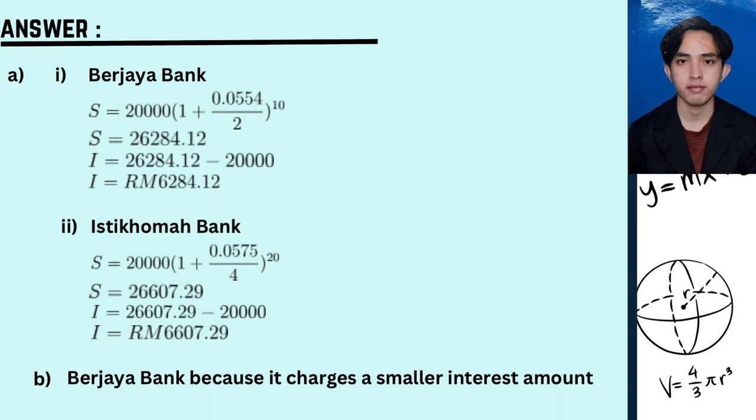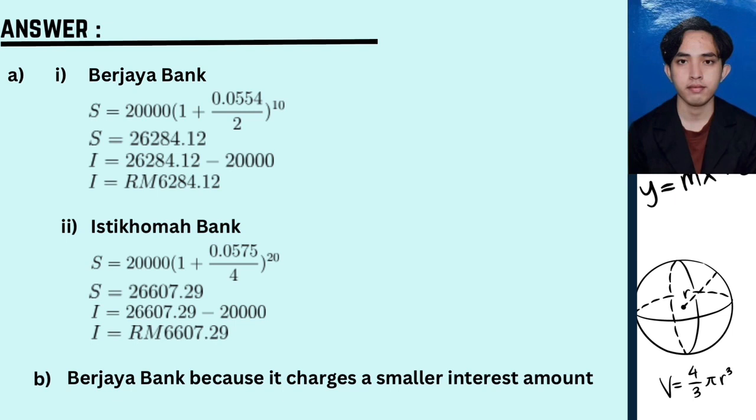So S equals 20,000 times (1 plus 0.0575 over 4), to the power of 20. We use the formula for compound amount and get 26,607.29. Now minus it with the present value to get the interest amount. So I equals 26,607.29 minus 20,000. So the interest amount for Istiqomah Bank is RM 6,607.29. So we move to the next question.